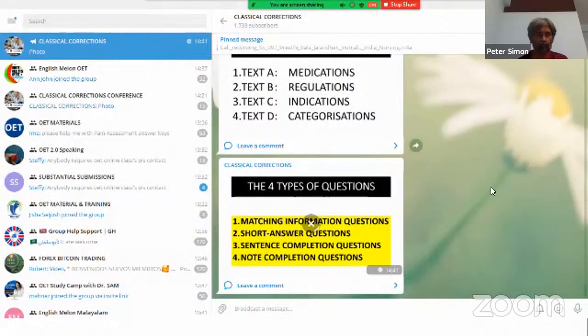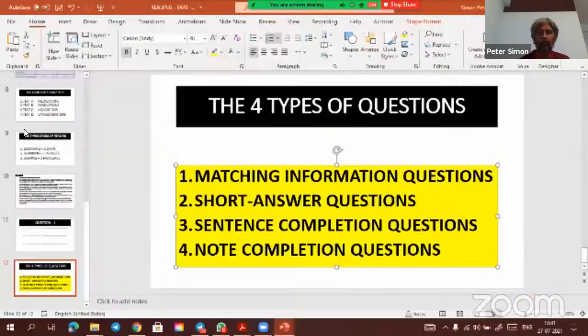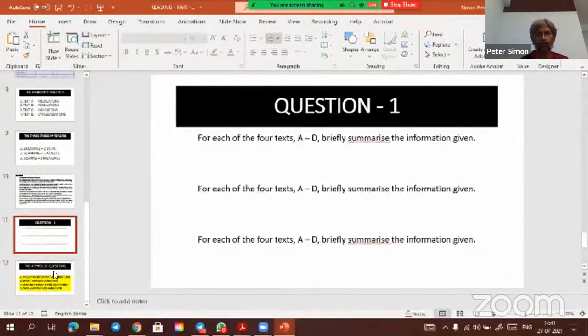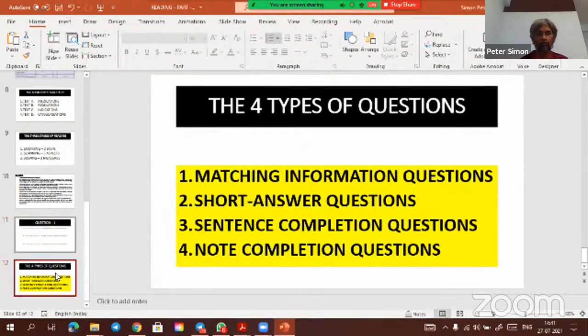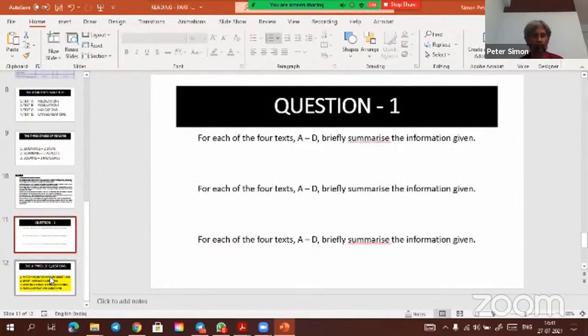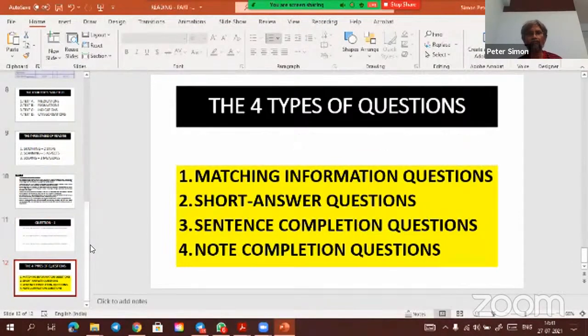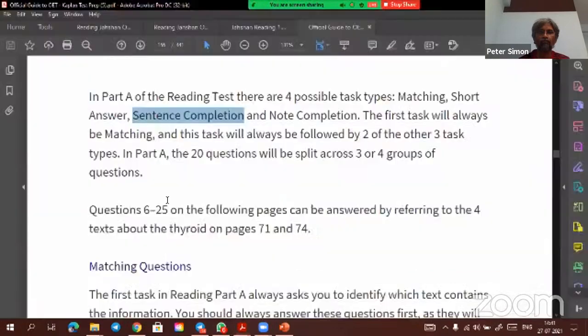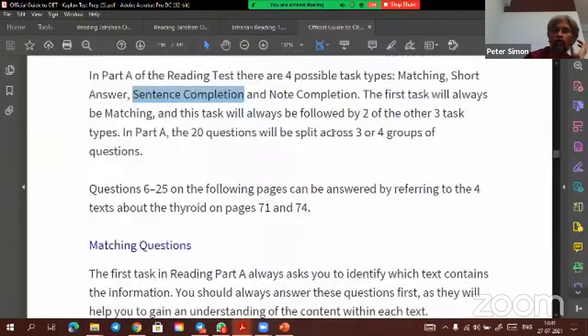Yeah. So, four different types of questions, right? Next, the first task will always be matching. Remember that. That means 1 to 5 or 1 to 6 or 1 to 7 always will be matching, to tell you which question is from which paragraph. That's all you should do.